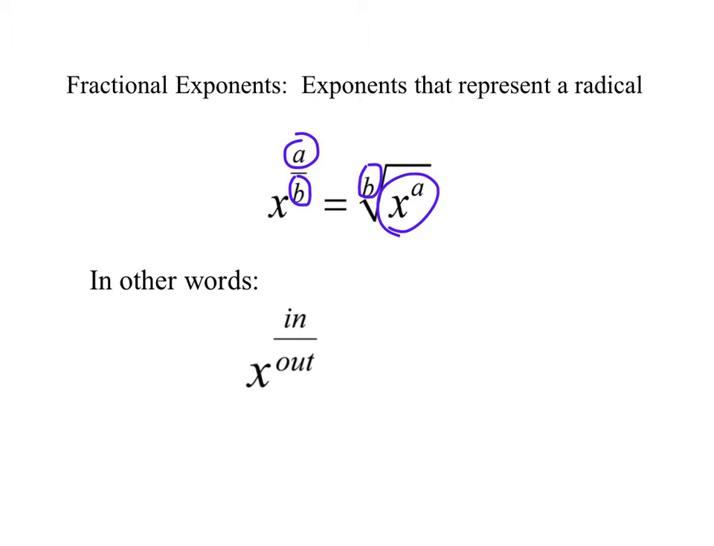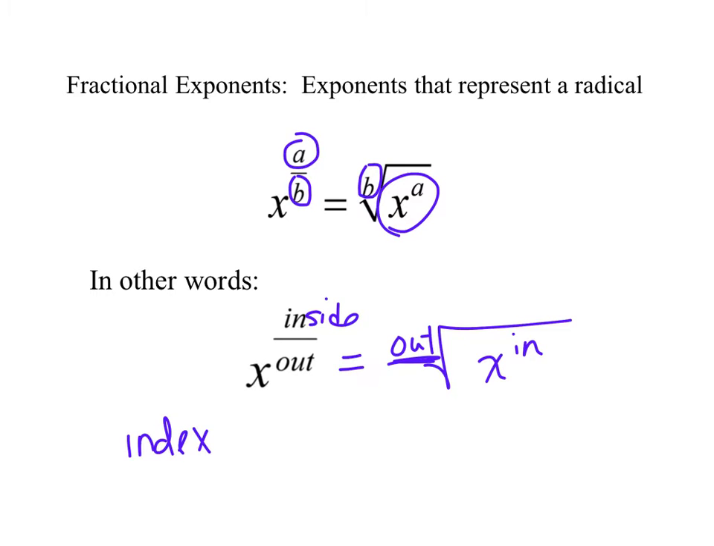We can write that in a couple different ways, and I'll show you. In other words, the top one goes inside the radical, and the bottom one goes outside the radical. So outside, this is what's called an index. Now we're mostly used to square roots, so we don't normally see an index there. But right here, we can have different numbers, so 3, 4, 5, 6, etc.